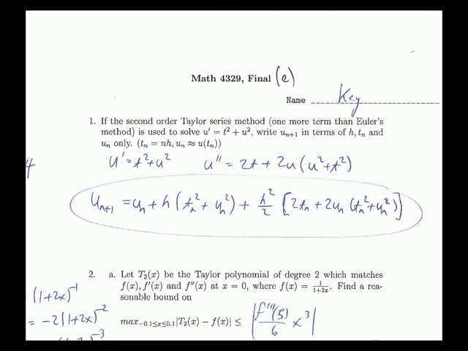Okay, now we'll review Chapter 8 by looking at some old test problems. Here's a typical Taylor series problem. You're supposed to write the equations for a second-order Taylor series method. In other words, u at t plus h is u at t plus h times u prime plus h squared over 2 times u double prime.